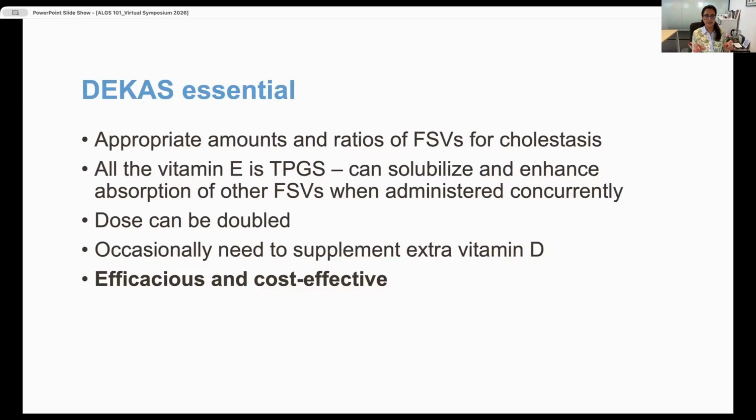You might sometimes need to give some extra vitamin D, but it's much more cost effective to do it this way. So I would promote this, but I just want to make sure in general as caregivers that you're aware that nutrition and vitamins are super important.